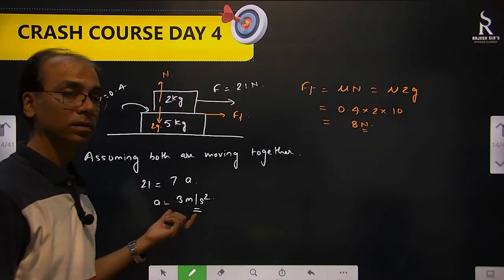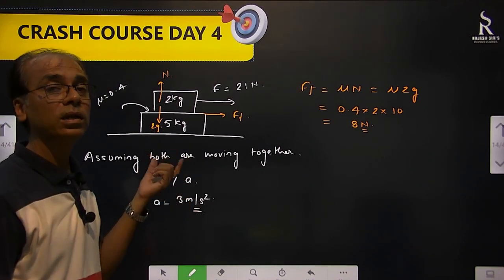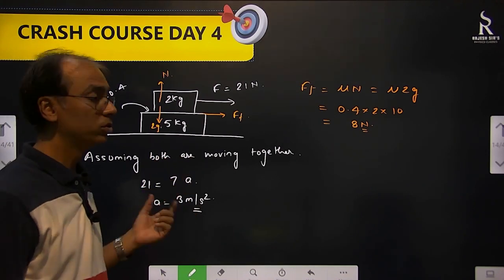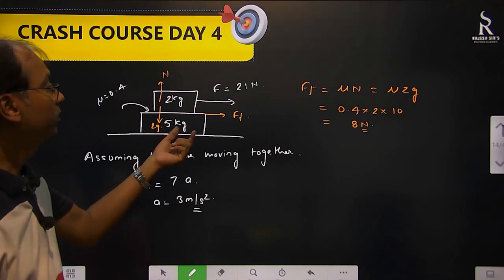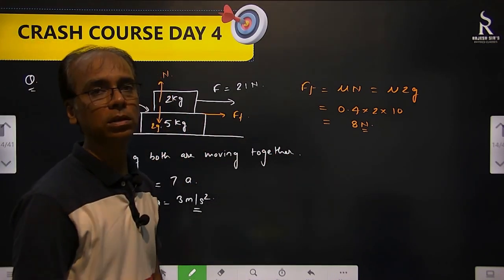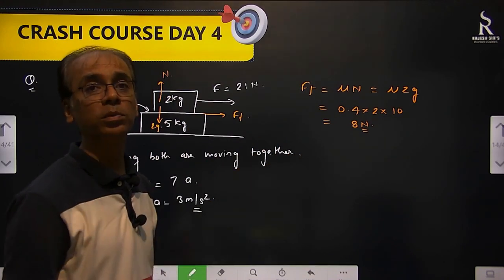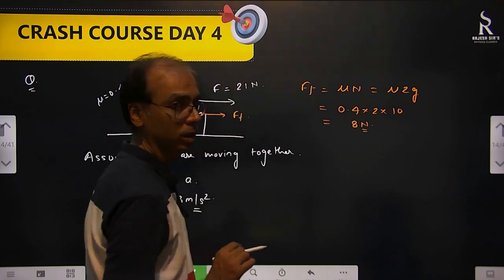But here it's saying that if both the blocks are moving together, they should move with 3. But how will both blocks move? Because on this one, the only force acting is friction, and with what maximum acceleration can it take it? 8 by 5, which is 1.6. Okay. So, will both move together? Answer is no.